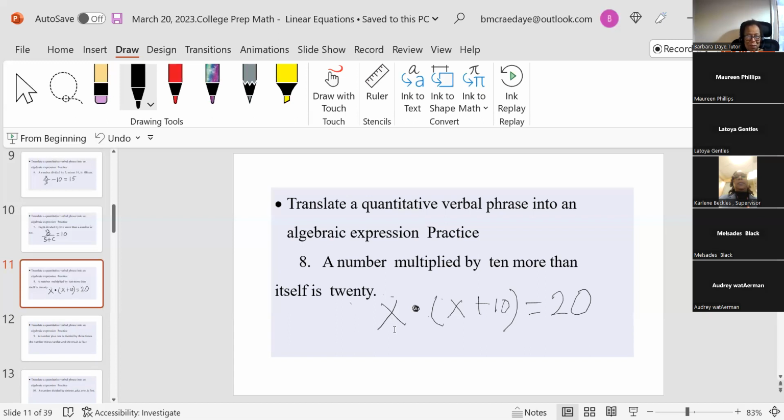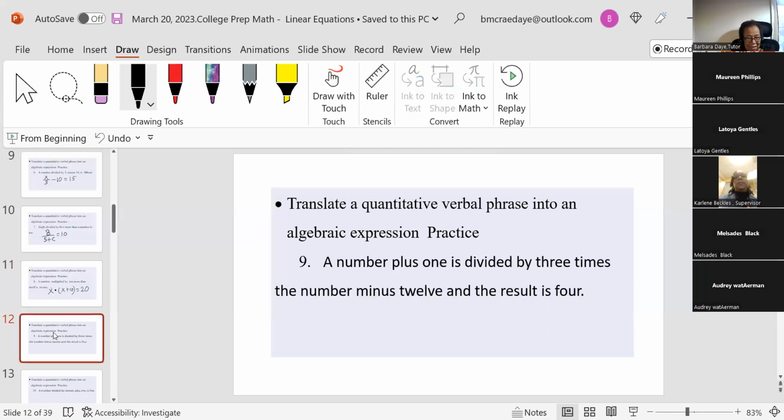Now watch for when it says same number and itself. That means you're using the same variable. Now, if it says a different number, then you switch the variable, right? You see, it picks up for you, Latoya, right? I guess that's why we talk or we speak.